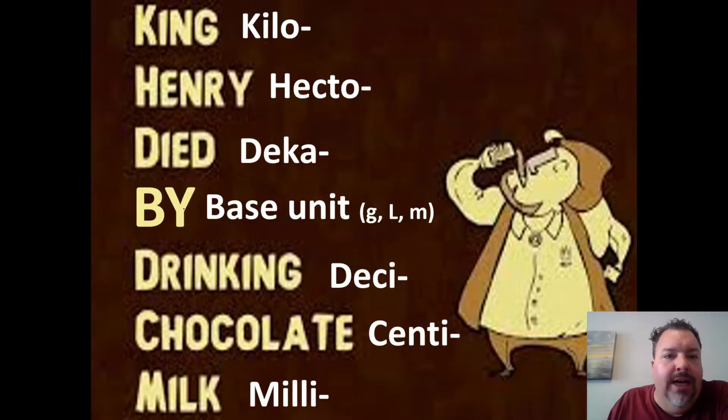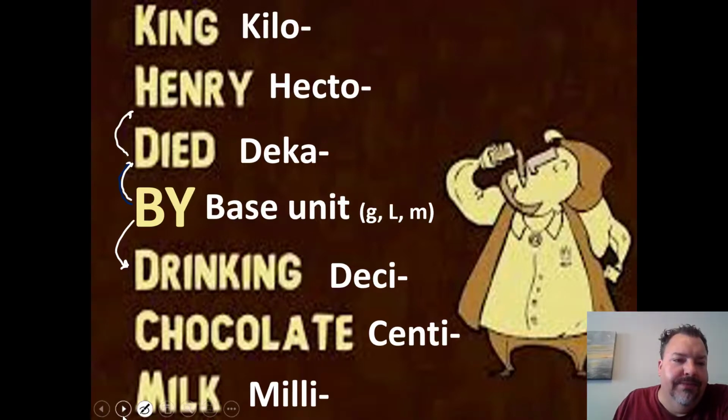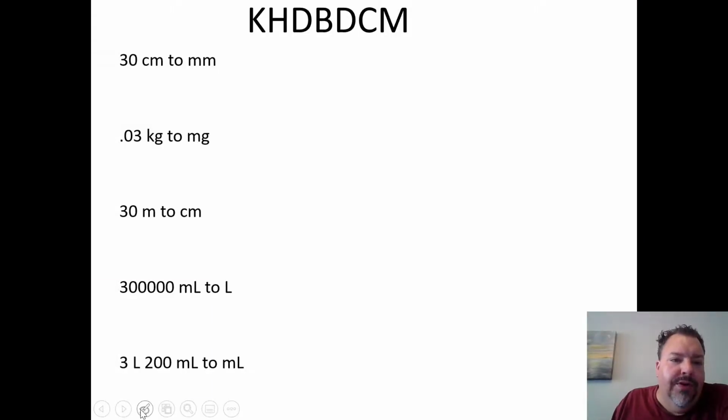So when we go up like this, we're getting 10 times as big each time. So going from the base unit to deca, that's 10 times as much. Deca to hecto, that's 10 times as much. Hecto to kilo, that's 10 times as much. And then if we go this way, they're getting 10 times smaller, so we're dividing by 10. So if you go up the list, we're multiplying by 10. And if you go down this list, we are dividing by 10. So here's a few to practice.